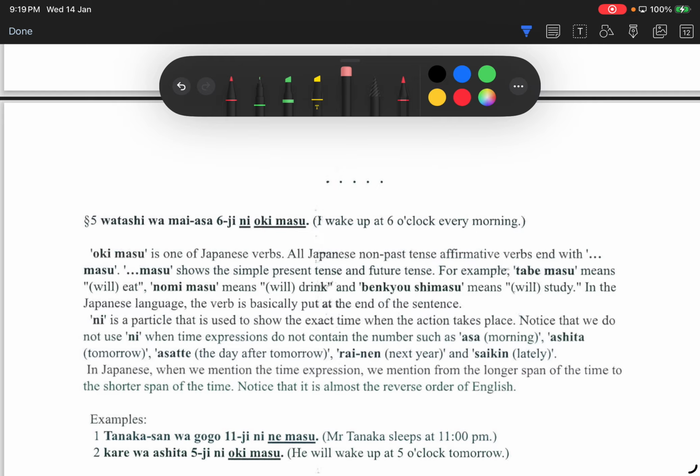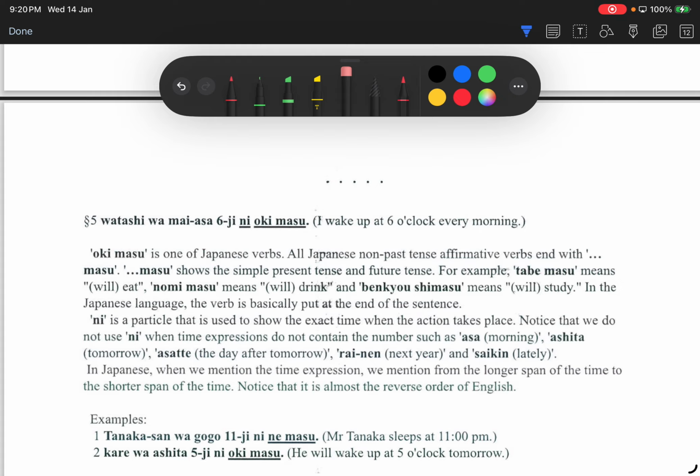So asa means every morning, right? So watashi wa, this is about me. Every morning 6時に, at 6 o'clock, okimasu, wake up. So every morning at 6 o'clock, wake up. This is a translation. This ni gives people the impression that it is exactly at this time, because you say at 6 o'clock. So you are giving people the impression that it's going to happen at this timing.